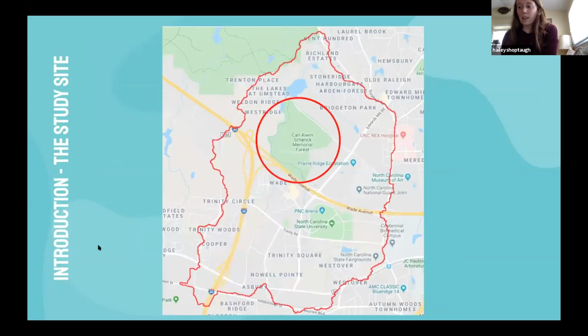So, a little bit about the area that I studied in general. I was in the Carl Alwin Schenck Memorial Forest, which is under that big red circle, in the middle of the Richland Creek water basin. The rest of the surrounding area is mostly urban. It's in the middle of Raleigh, right by NC State University, and it's about 20% impervious land coverage, according to the USGS.